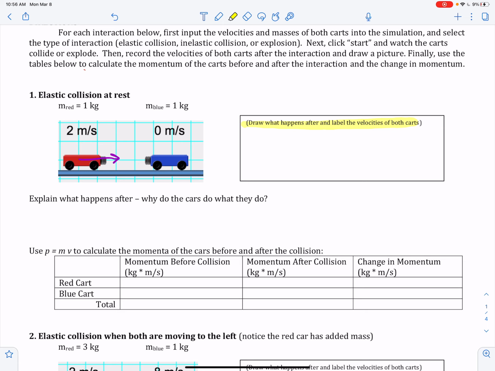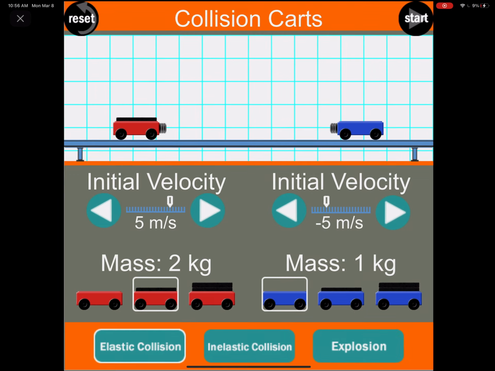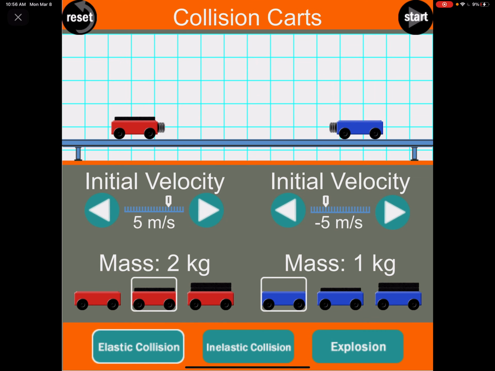So I'm going to import this information into the simulation that you will have access to. So the simulation is here, okay? And I'm being asked to, first of all, set the mass of the red car to 1 kilogram. So you can see that I can control the mass down here on the bottom. I'm going to set it to 1 kilogram. The mass of the blue car needs to be 1 kilogram. So that would be this one.